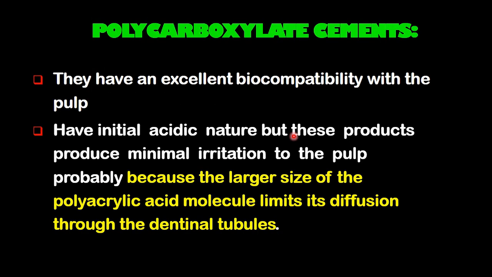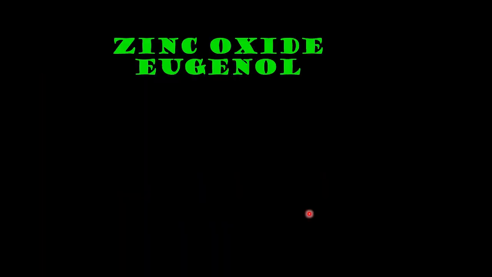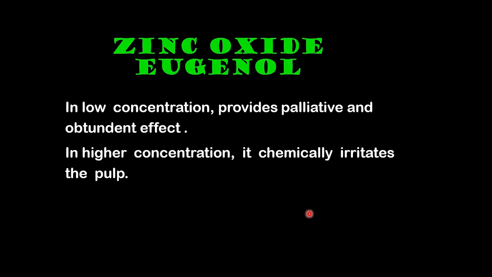Next is the polycarboxylate cement. It has excellent biocompatibility with the pulp, and it is initially acidic, but these products produce minimal irritation to the pulp because of their larger size, because they are of macromolecular size. The polyacrylic acid molecules limit its diffusion through the dentinal tubules. They cannot diffuse through the dentinal tubules, thus they are extremely biocompatible and they do not cause that much irritation to the pulp.